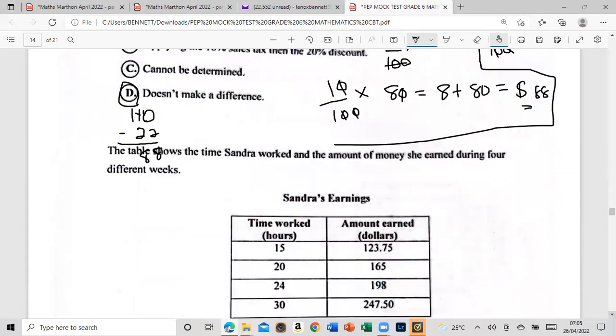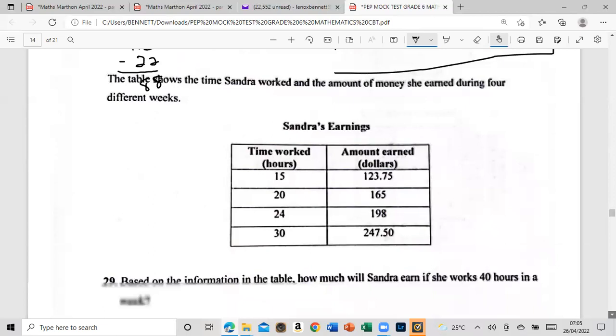The table shows the time Sandra worked and the amount of money she earned during the 4 different weeks. Based on the information, how much will Sandra get for 44? So let us see if the rate is constant. That's 165. That's the easiest one to divide, I think.